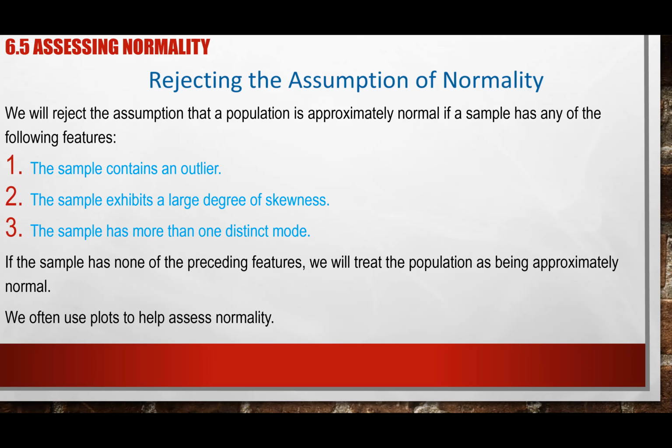So that's the only thing we do in 6.5: we look at whatever data we have and ask whether, based on this small sample, we can use the normal distribution. The rule of thumb is, if none of these three apply, then yes, we can use it. If one of these three items applies to your data, we cannot use it.